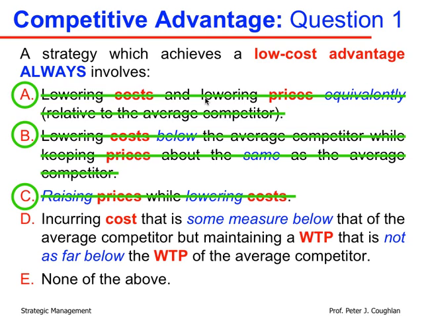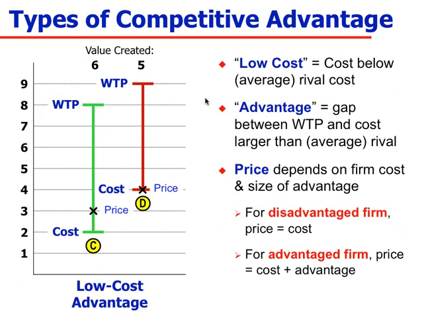And so finally, we're left with D. Incurring costs that are some measure below that of the average competitor. And of course, all of these involve having costs below the average competitor. That's inherent. We know that with low cost. So incurring costs some measure below that of the average competitor, but maintaining a willingness to pay that is not as far below the willingness to pay of the average competitor as your cost is. So let's go back to the diagram again. And here we see having a low cost position requires your cost be lower.